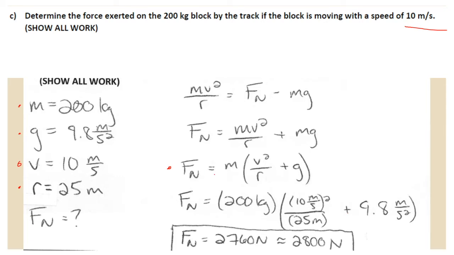And when you do that math, you get 2760 newtons, which for no reason other than they gave me 25 meters to 2 sig figs, I decided to just call it 2800 newtons. Again, rounding, not really a huge deal, but that's the point. Take a second to pause this video here and write this down. Correct your work if you need to. And when you hit play, we'll move on to the next problem.